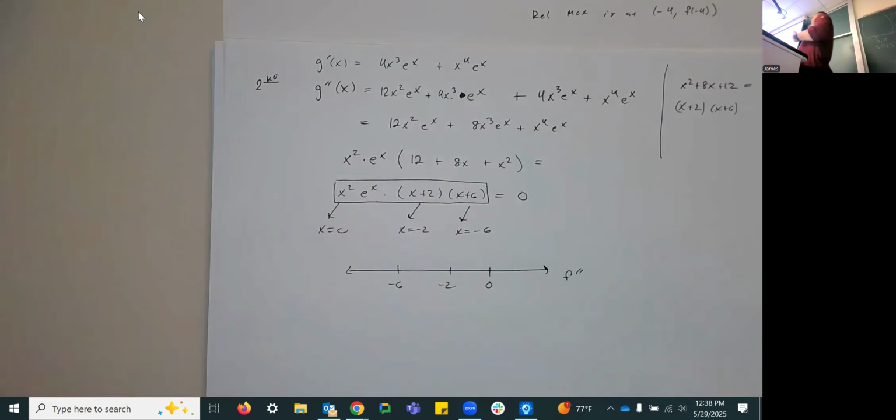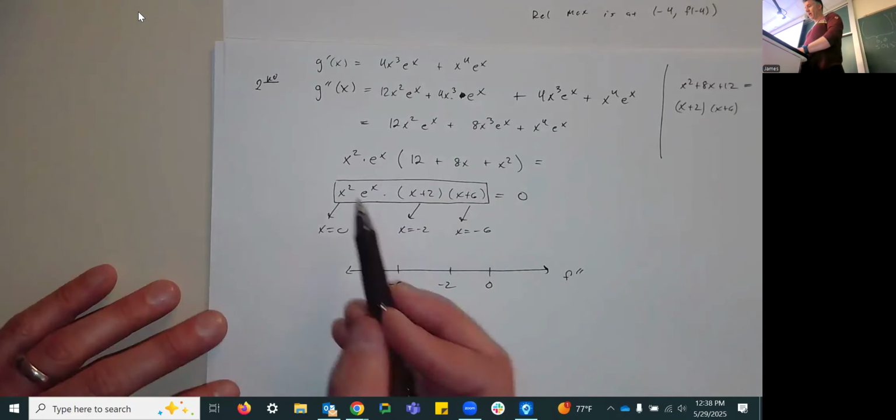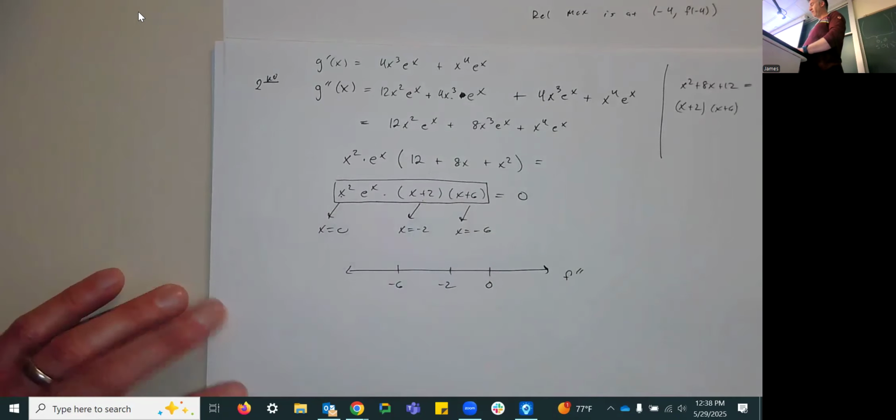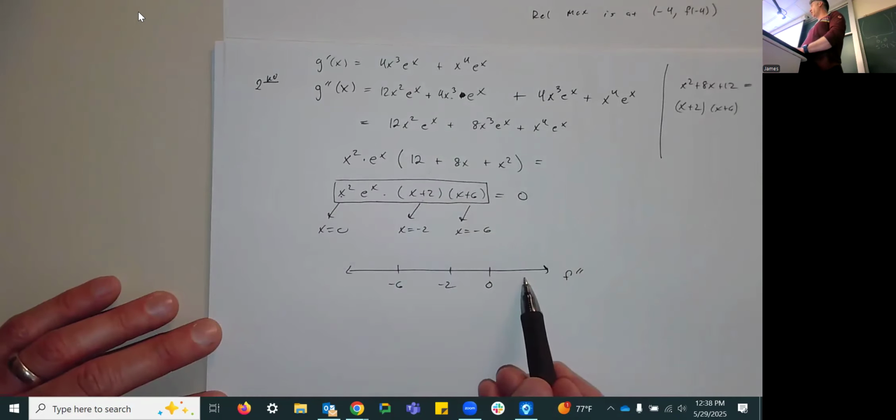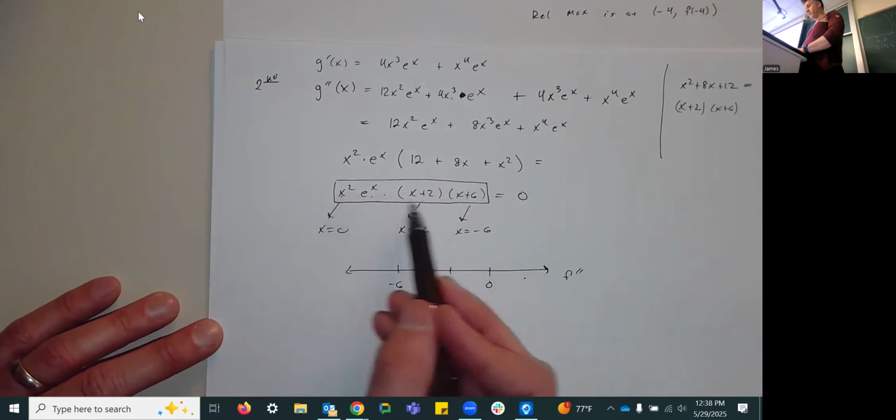So here's what I should really say about this. You should ignore the e to the x. E to the x is always positive. It's never going to change the sign of your expression. So really, I should just be looking at the x squared, the x plus 2, and the x plus 6. If I pick something bigger than 0, like 1: positive, positive, positive, positive.